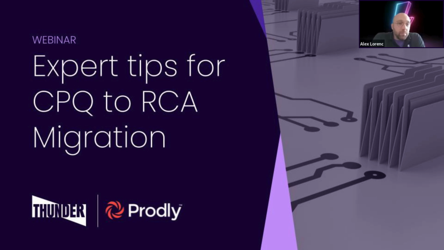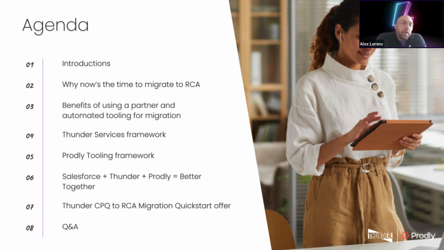We'll just dive right into some intros, talk about some background. I'll go through the agenda, go into some background of RCA, what our approach is, and when I say our, I mean many SIs out there, but Thunder in particular, as well as the tooling that Prodly brings to the table. I have with us here Max Rudman from Prodly. Then we'll go into some more of the details of what it takes to migrate from CPQ to RCA, and then talk about some of the approaches we can take in order to get you there.